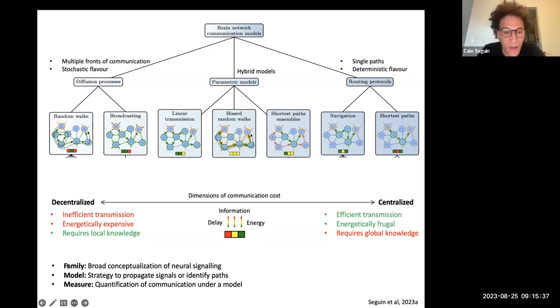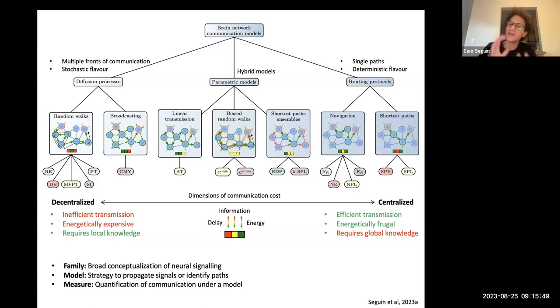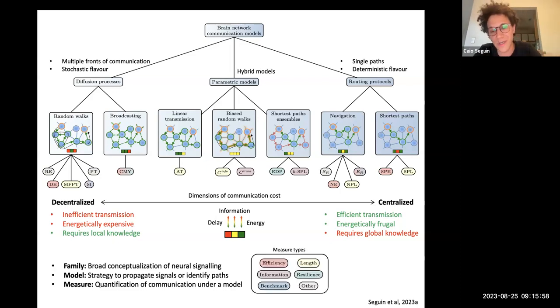And finally, what I call a measure. So we have the family, which is a broad conceptualization. The model is a strategy to propagate the signals. And the measure is how you quantify that signal propagation. Each of these models has many different ways in which you can quantify what's happening when you're sending a signal between regions. And these measures come in different flavors as well.